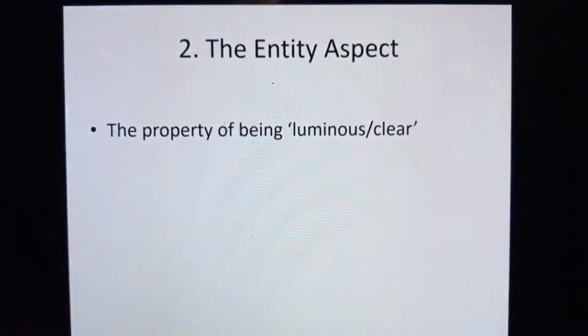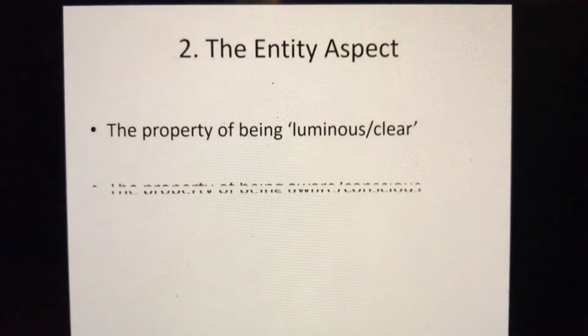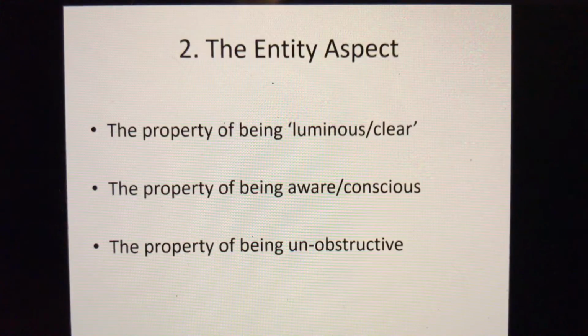Every consciousness is a continuum of its previous consciousness, and if we trace the origin of it, then we might say it is beginningless. To talk about how consciousness is different from physical entity, I need to talk about the entity aspects of the consciousness. Entity aspect of consciousness also can be taught with three properties. The property of being luminous, the property of being aware, conscious, the property of being unobstructive.